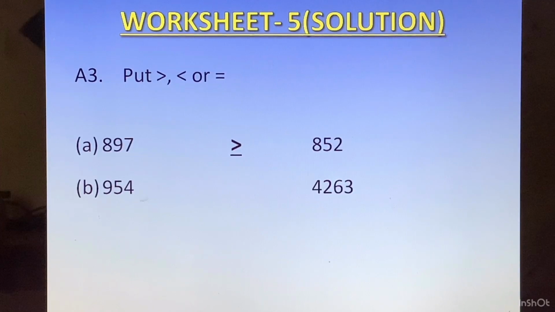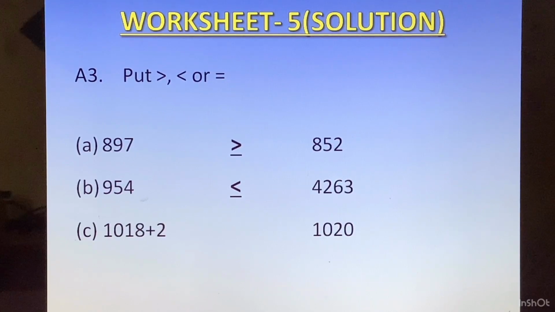B part: 954 and 4263. We have a 3-digit number and a 4-digit number. So the 4-digit number is going to be greater. 4263 is greater.